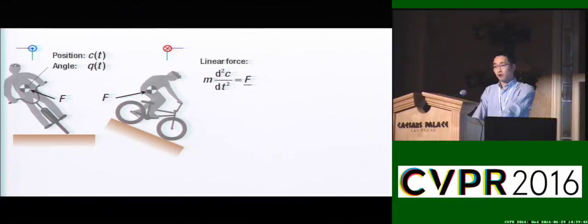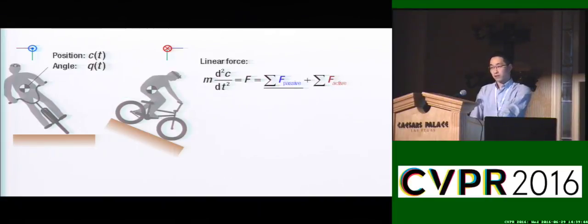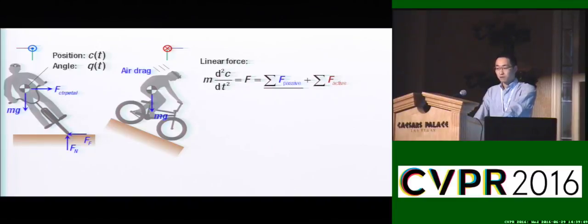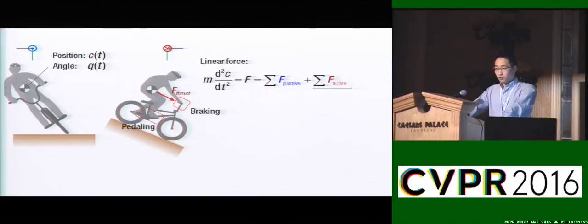The force can be decomposed into passive and active forces. The passive force is a force applied from the environment, such as gravitational force, friction force, and air drag. Active force is a force applied by the mountain biker through the braking and pedaling.